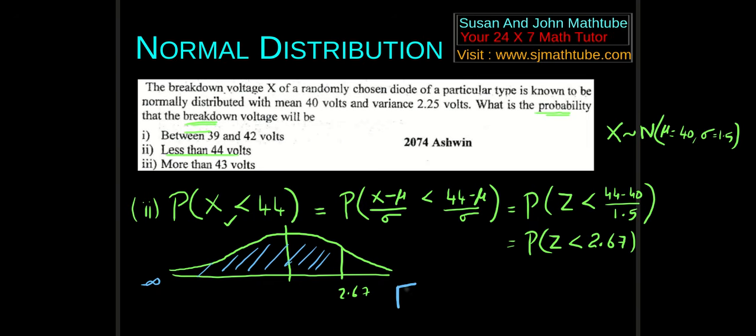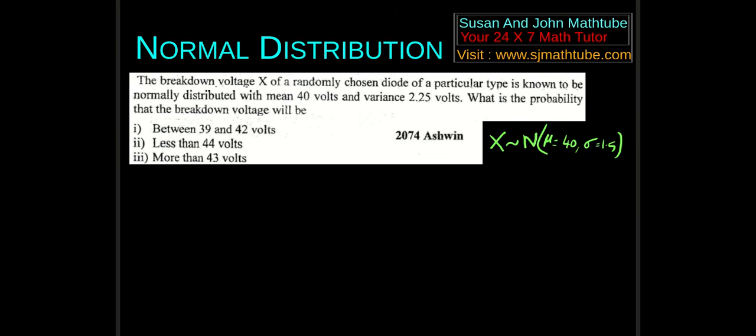So take your tables, find F of 2.67. And what does F of 2.67 imply? Or what is the meaning of F of 2.67? Area from minus infinity to 2.67, which is exactly what we want. And from the table, the value is 0.9962. Now let's go to the third part.